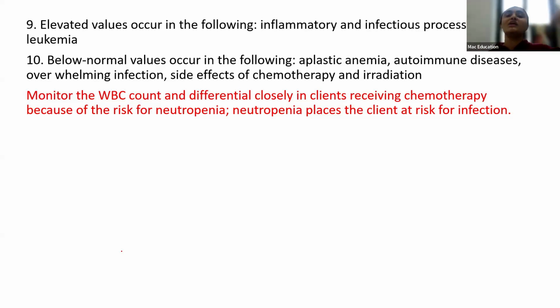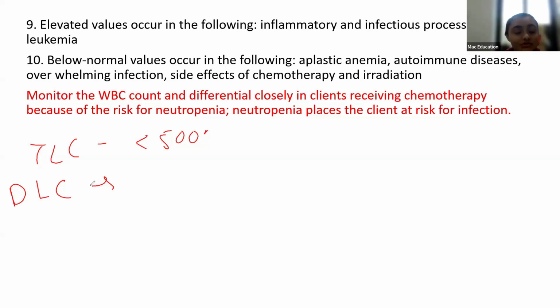The same applies with overwhelming infection. What is that? Overwhelming infection means overwhelmed, too much infection. During the initial stage, there will be a much larger number of immature WBCs. But after a certain time, the mature WBCs are not enough. So the overwhelming infection can lead to WBCs below the normal level. TLC will be less than 5,000. But if we see the DLC in that, we will see the shift to right and shift to left.